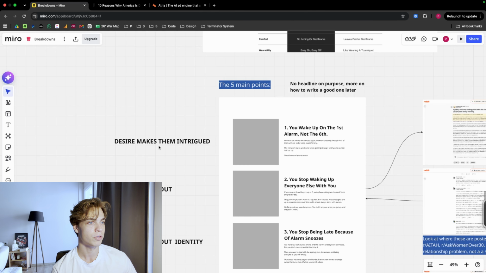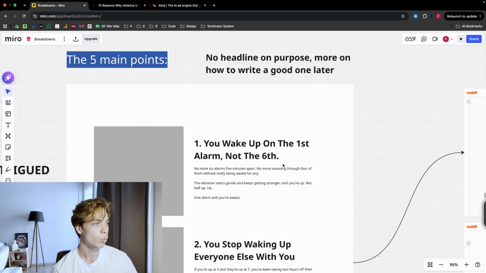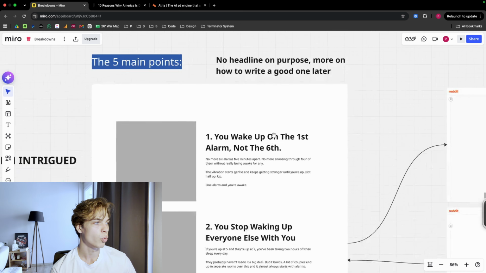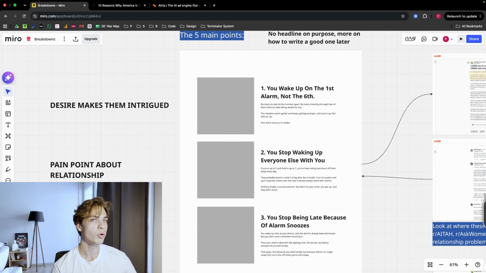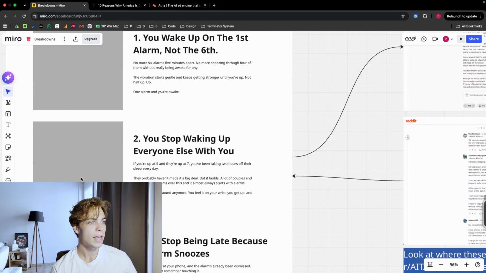Now this is, for example, a desire that the person might want, right? So no more 6 alarms 5 minutes apart, no more snoozing through 4 of them without really being awake for any. You can read this if you want. Now the second point, pain point about their relationship. So this is basically just a pain point, right? You stop waking up everyone else with you in your relationship. This is a problem that people have.